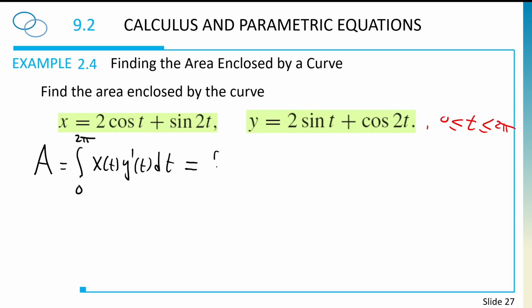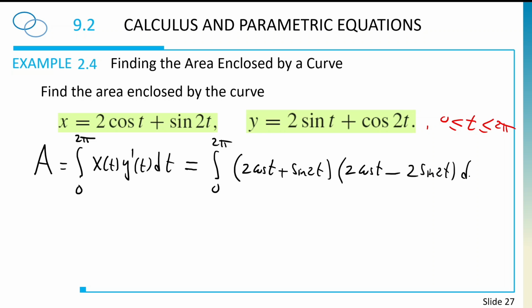So now this equals the integration from 0 to 2 pi. What do we have as x of t? It's 2 cosine of t plus sine 2t. And what's y prime? Let's find the derivative. It's 2 cosine of t minus 2 sine 2t, dt. For this integration, we could just use the calculator directly to check, and it will be equal to 2 pi. It will be already positive.